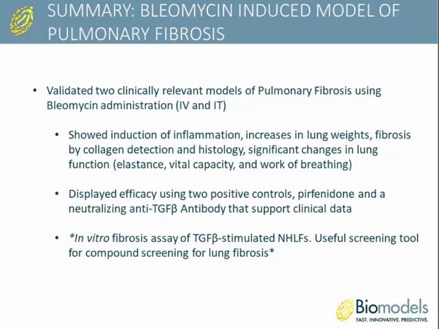So just to summarize these models, we were able to show that we have validated 2 clinically relevant models of pulmonary fibrosis by either intravenous or intratracheal bleomycin delivery. We've shown increases in inflammation, lung weights, fibrosis, both by collagen detection and histology, and significant changes in lung function. And we're able to show that 2 positive controls for pirfenidone and anti-TGF-beta were effective at treating this preclinical model of IPF. We didn't show any data, but I'd also just like to point out that we have an in vitro fibrosis assay of TGF-beta stimulated normal human lung fibroblasts, and this is a very useful tool in screening compounds to move into in vivo models.